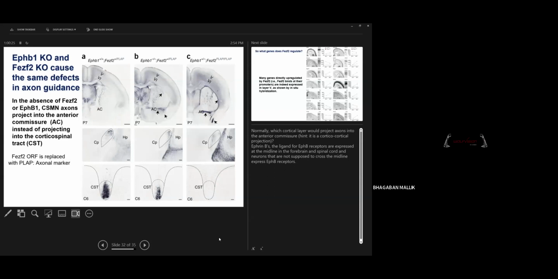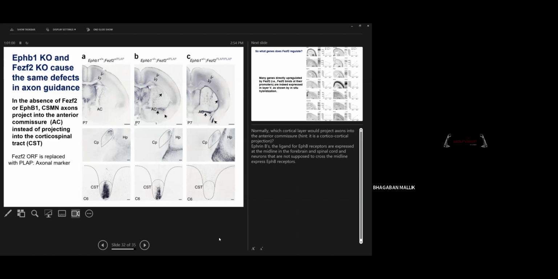So here it is showing some of the 3 genotypes. This is a very complicated thing that is represented here, but I want to make it simple. So this is a control mouse. You have these genes in the wild type condition. So you have the EPHB1 gene plus, and here you have FEZF2. One copy is wild type, the other copy of FEZF2 is lost by this construct, the PLAP construct. The PLAP construct basically is replacing the FEZF2 coding sequence.